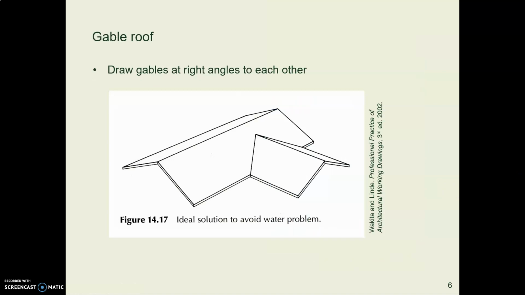And a guideline is we draw gables like this guy here. We draw gables at right angles to each other. So here's a big gable, here's a smaller gable. And this lets the water drain off through the valley.